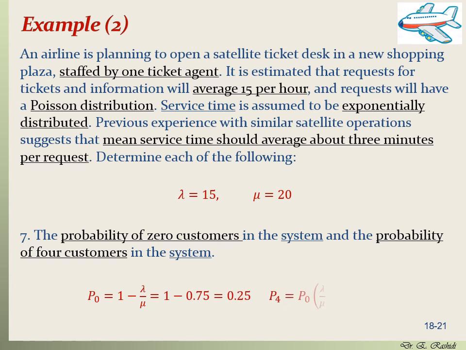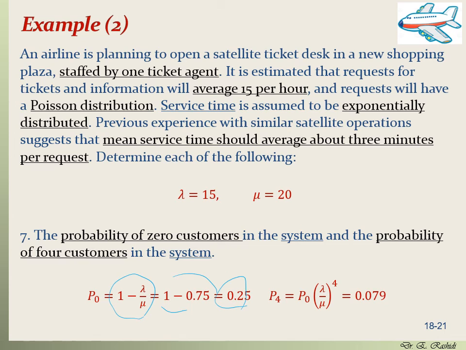P sub 0 is 1 minus lambda over mu, and that's equal to 1 minus 75%, which is 25%. If you remember, that's equal to the idle time. And that makes sense because the percentage of time the system is idle is the percentage of time that there is no one in the system. So that's the probability that no one is in the system.